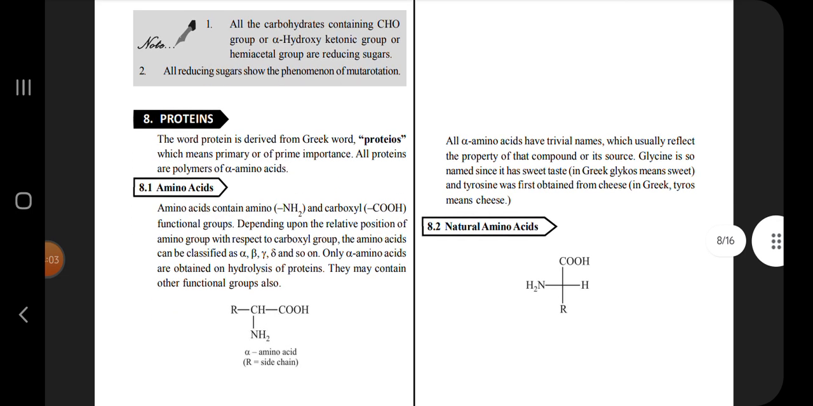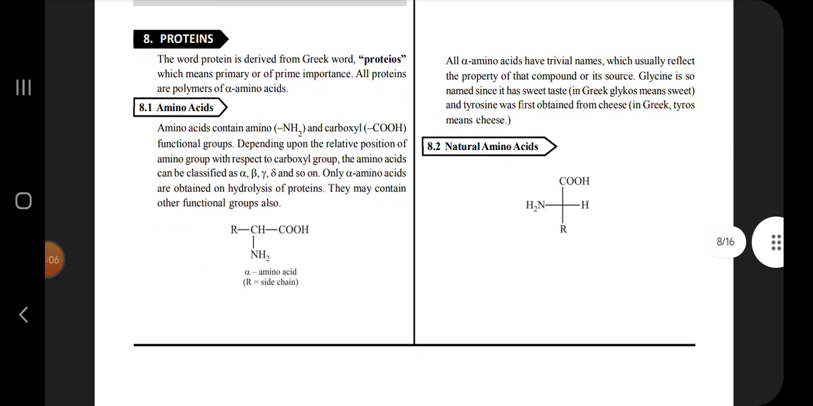Then comes the next topic, proteins. The word protein is derived from the Greek word proteios, which means primary or of prime importance. All the proteins in the world are polymers of alpha amino acids. Then what are amino acids? Amino acids contain amino and carboxyl functional groups, and depending upon the relative position of the amino group with respect to the carboxyl group, the amino acid can be classified as alpha, beta, gamma, delta, and so on.